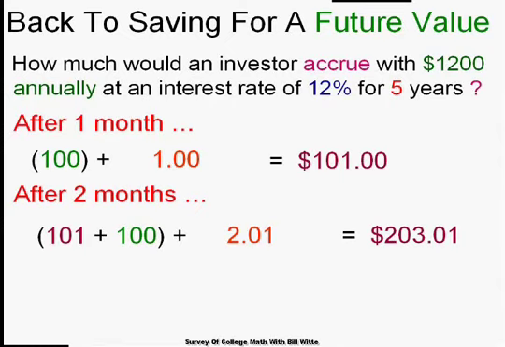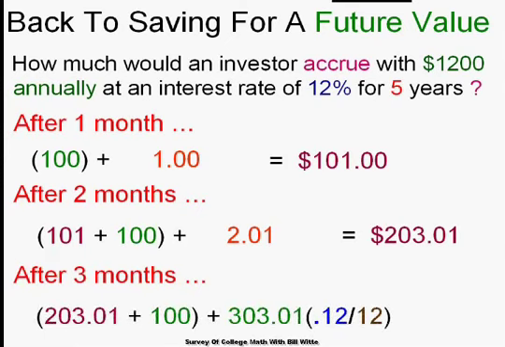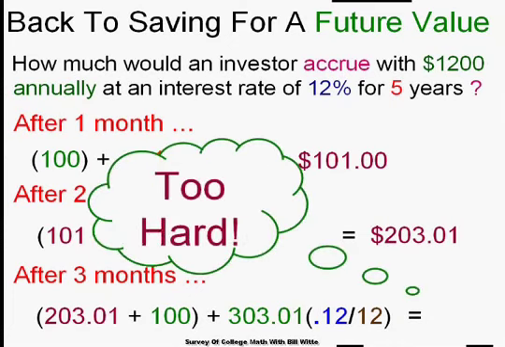I've got to work myself through 5 years here. After 3 months, holy mackerel, we're going to have our $203.01 plus another 100 that I put in. Remember, I'm putting in 100 every month. So let's see, that'll add up to $303.01 plus I get my third month's interest, which is 1/12 of the annual 12%. Well, let's see. That's going to equal... This is way too hard. It's a nightmare. I can't go on like this to figure out the right amount that I'll have at the end.